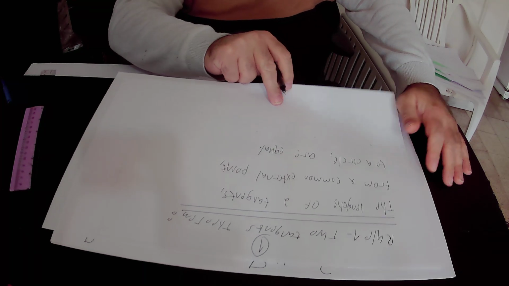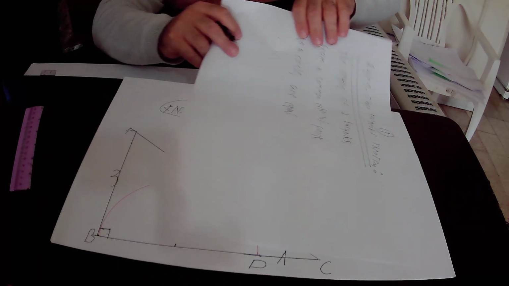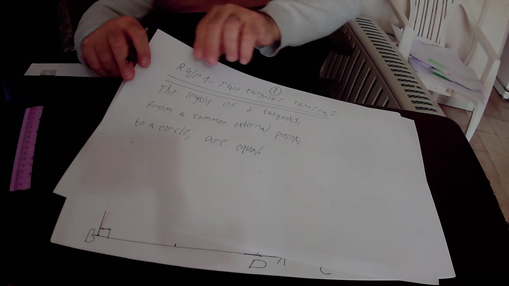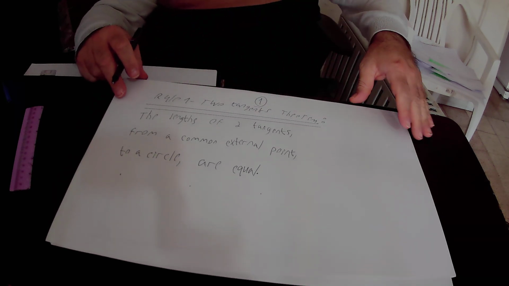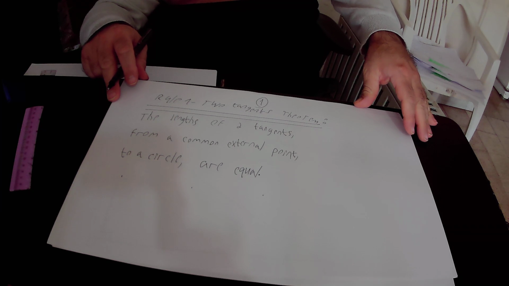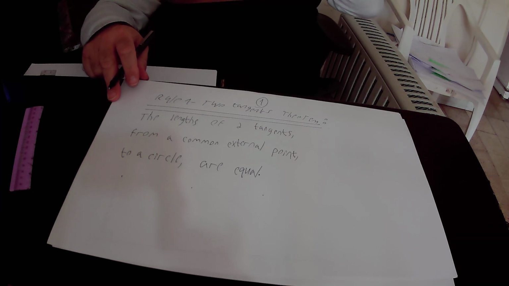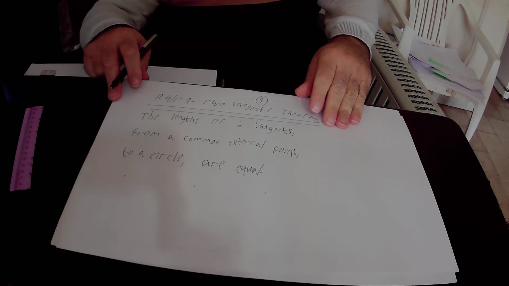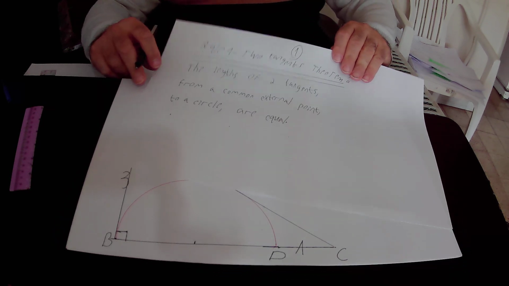So I'll read rule number 1, or two tangents theorem, again. According to two tangents theorem, the lengths of two tangents from a common external point to a circle are equal. So what is the meaning of two tangents theorem?